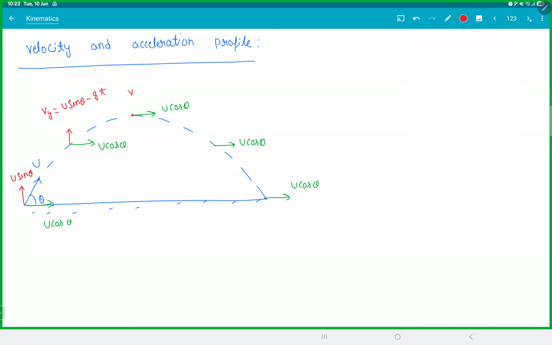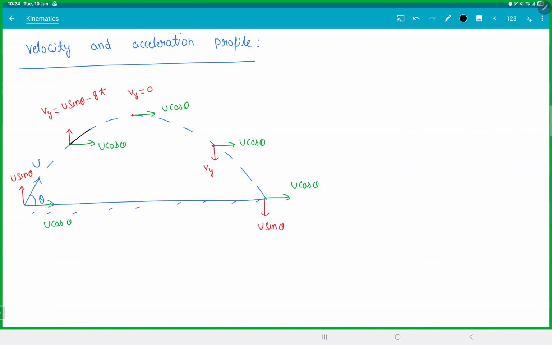At the highest point, Vy is 0. So be careful here. At h max, velocity is not 0. At h max, the vertical component is 0. And after this point, the velocity is coming down. When you come back to the ground level, again, you get back your u sine theta. Can you see how the velocity is changing? The horizontal component will remain the same, only the vertical component is increasing and decreasing.